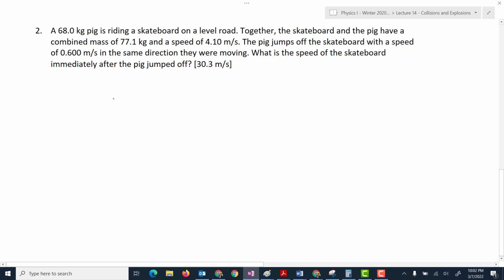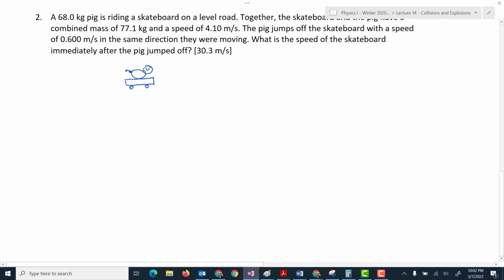What is the speed of the skateboard immediately after the pig jumped off? So initially we've got this pig. I can't draw a pig, so I'm just going to draw it like this, and it's on the skateboard. It's a really sad drawing. This is the best I could do for a pig. So I have this pig on a skateboard. That's initial. And then the pig jumps off the skateboard. So the pig is now here. It's jumped off the skateboard, so it's moving this way, which would cause the skateboard to move backwards. So let's see what happens.